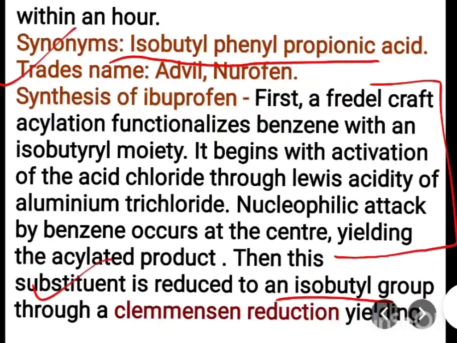Synthesis is nothing but, first, Friedel-Crafts acylation takes place on benzene with an isobutyl moiety. There should first be activation of the acid chloride. Aluminum trichloride is used as the Lewis acid. So the carbonyl carbon is more electropositive, so nucleophilic attack of benzene takes place more easily. Next, conventional reduction makes the acyl group a CH2 group, so we get the isobutyl group. Okay, C=O group to CH2 group conversion takes place, so due to this, the isobutyl group is produced.